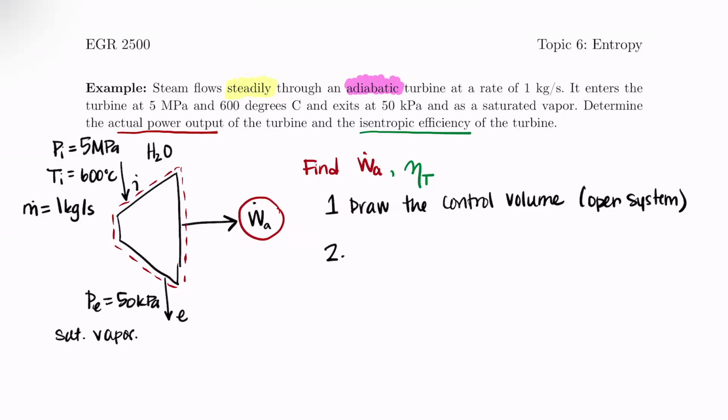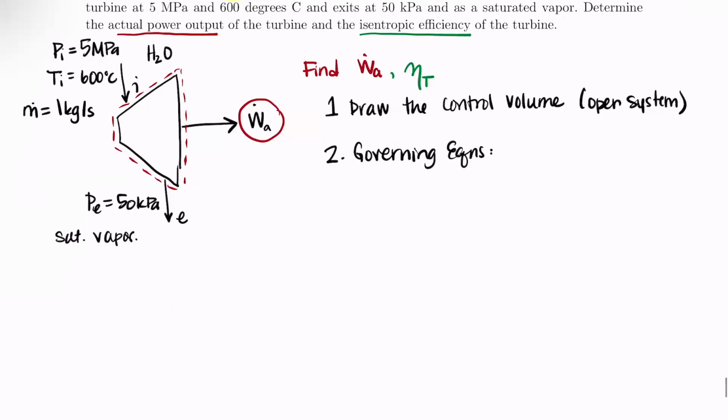The second thing we're going to do is write down our governing equations. So we have conservation of mass. We have the time rate of change of mass in our control volume is equal to the sum of the mass flow rates in minus the sum of the mass flow rates out.